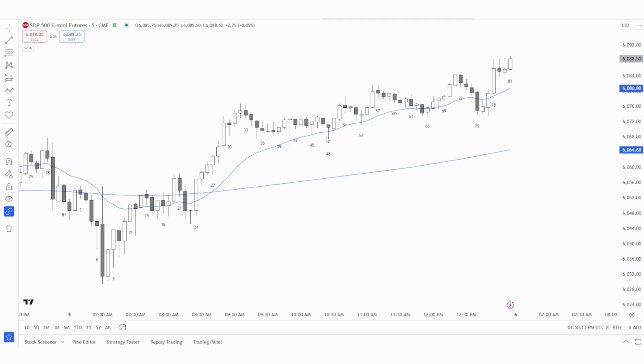I don't know why I said it like that. Leg one, pull back, leg two, pull back, leg three, pull back. Leg one, pull back, leg two, pull back, leg three. Wedge bottom, testing the breakout point 48, 3 bars in a row. These are 3 bull bars.